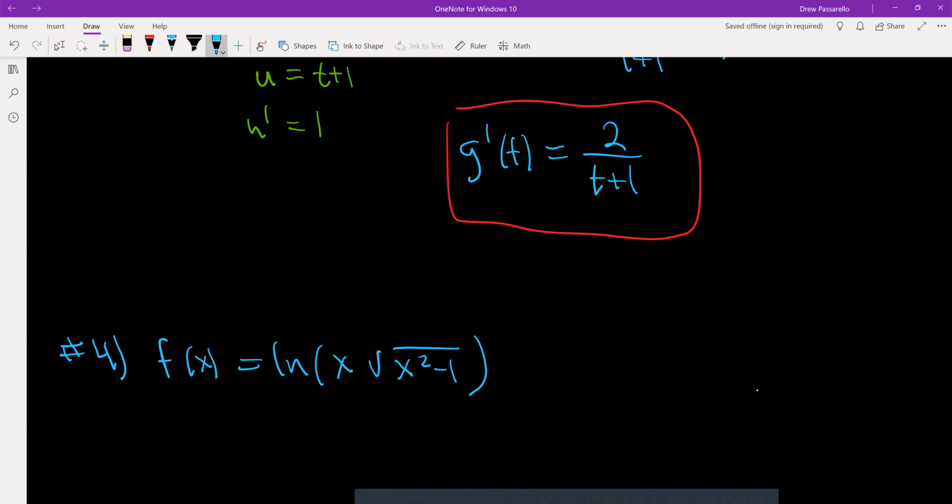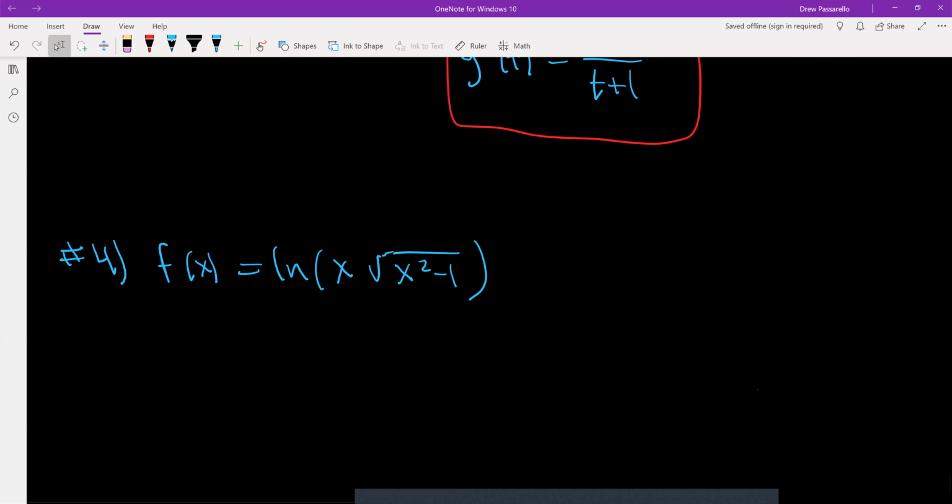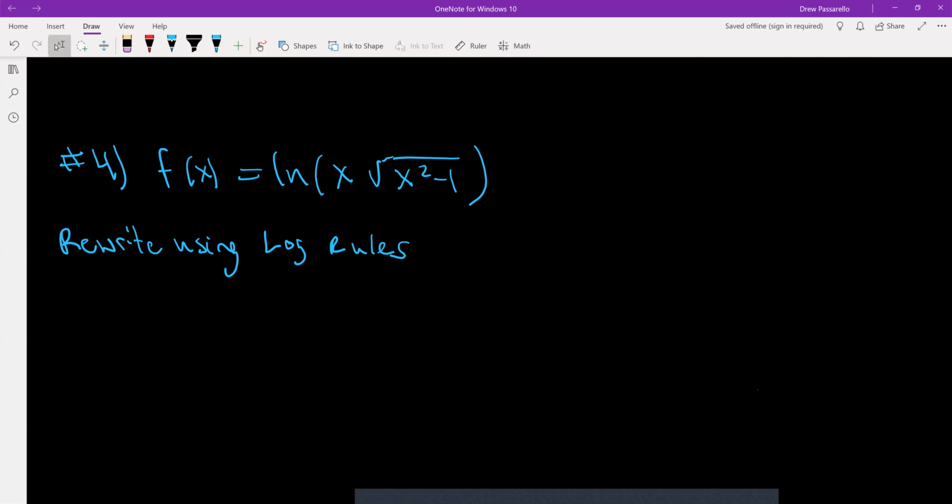And I'm going to use some logarithm rules to rewrite it first. So I'll rewrite using logarithm rules. So inside of the logarithm, I have x times the square root of x squared minus 1. So I have a product.